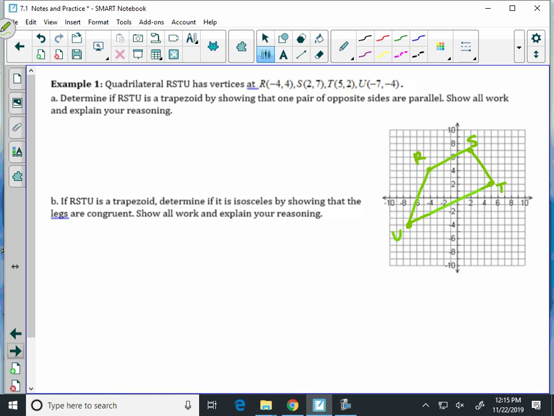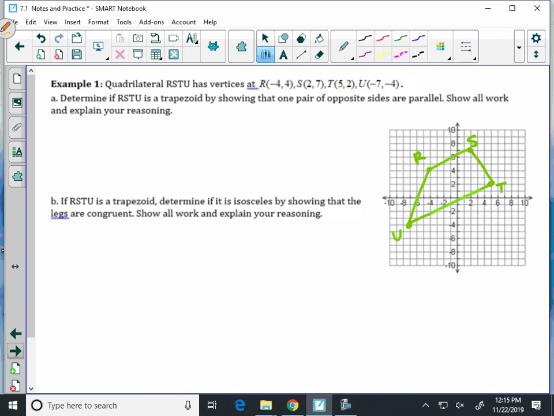Well, to help yourself out, look at the figure you just drew. Which two sides look parallel? RS and UT, right? They're across from each other. They look like they're parallel. I'm going to check those. If they have the same slope, then we're done. If they don't have the same slope, then we need to check the other sides. Okay?